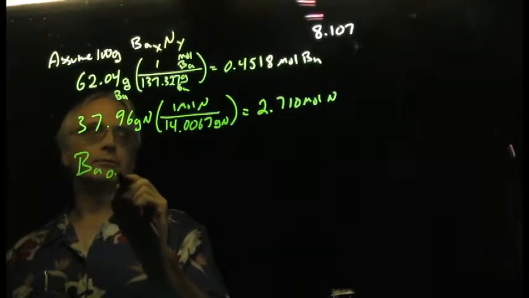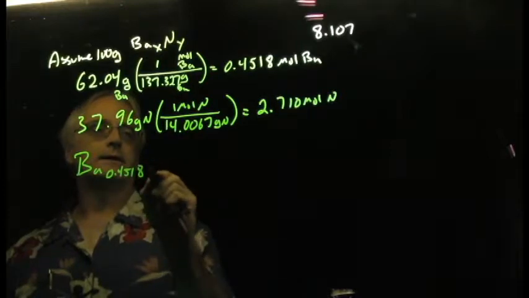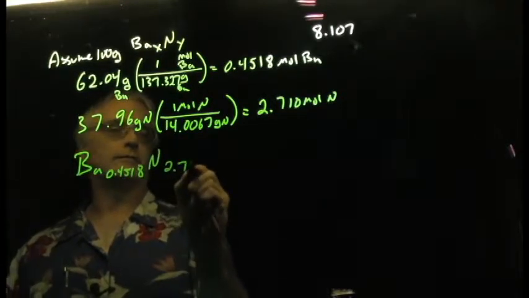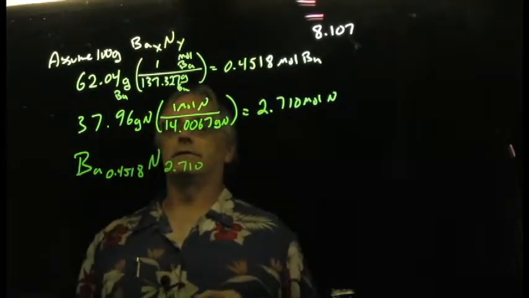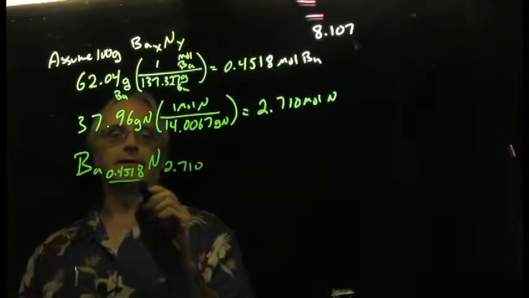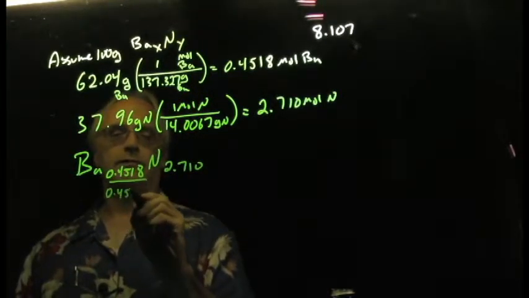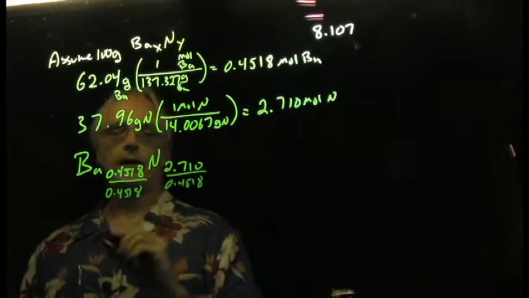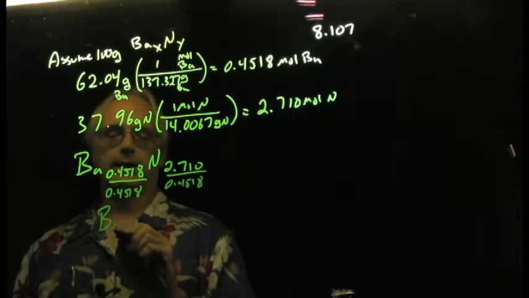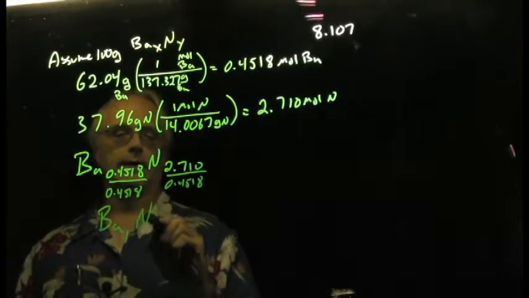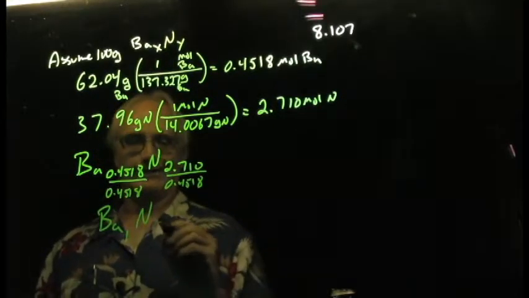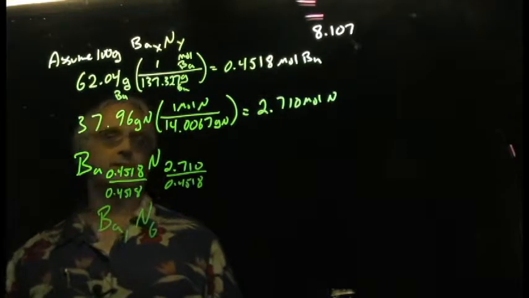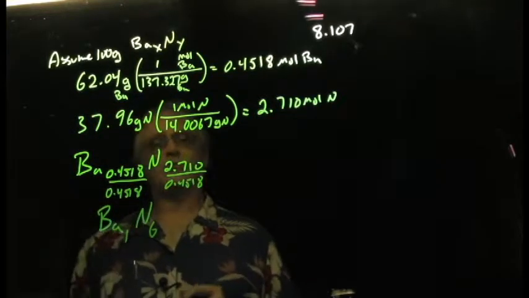Barium 0.4518, nitrogen 2.710. And of course we have all these ugly decimals, and so we get rid of those by dividing by the smallest. And that gives me Ba1N, and the calculator has 5.99 in the display. I think that's close enough to 6 to count. And so there's the formula.